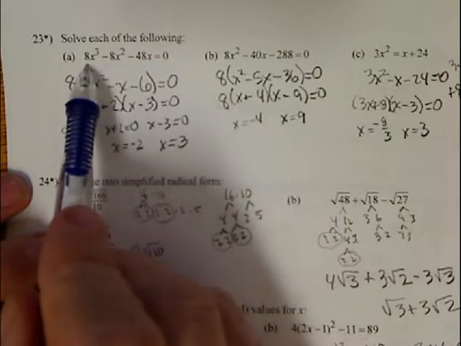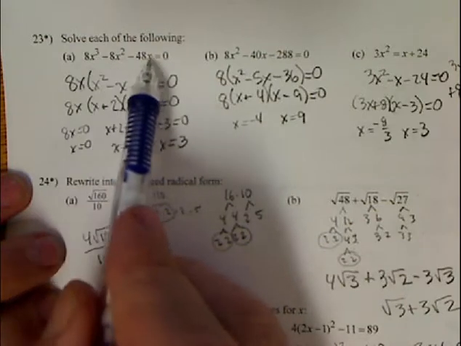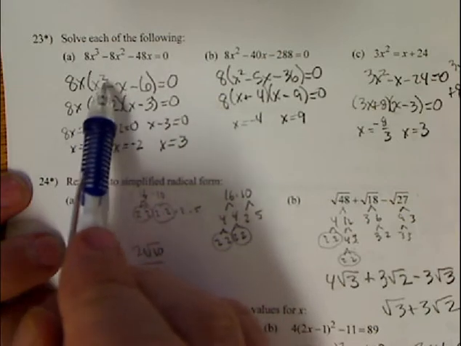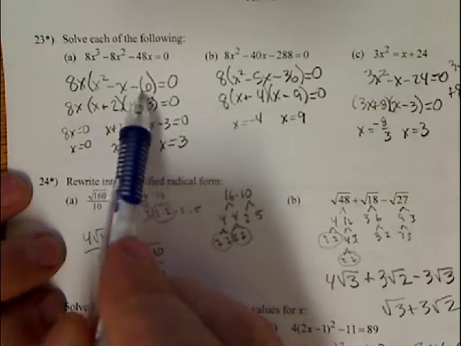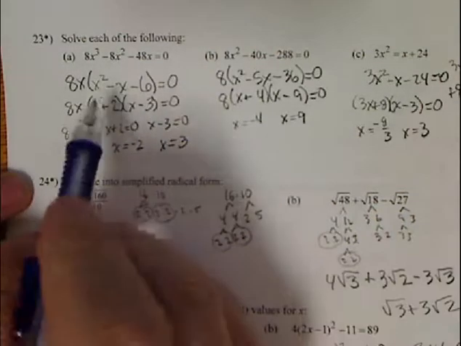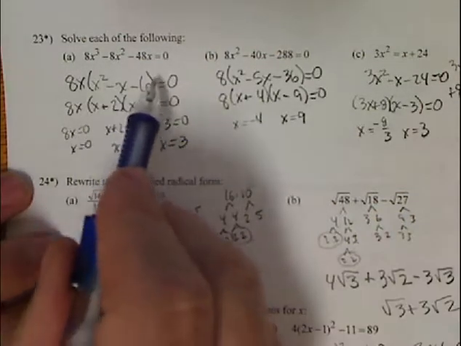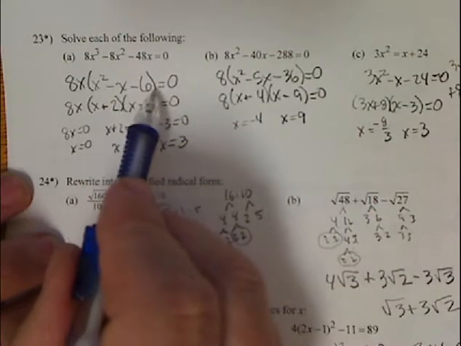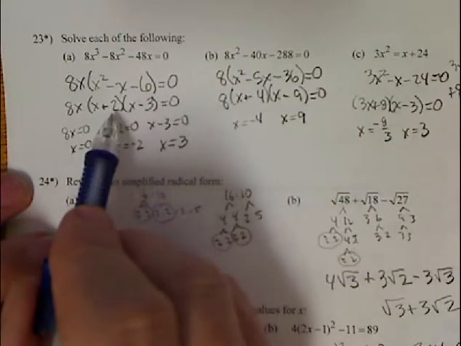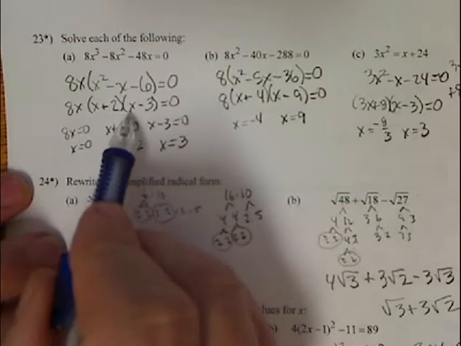So I can take out an 8. Each one of these has an x. So I took out 8x. That leaves me with x squared minus x minus 6. Then to factor this, I need two numbers that multiply to give me negative 6, but add to give me negative 1. So that would be x plus 2 times x minus 3.